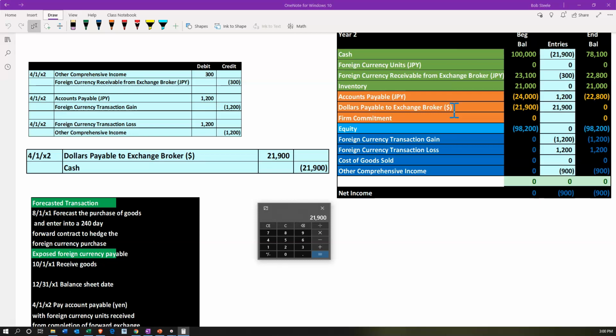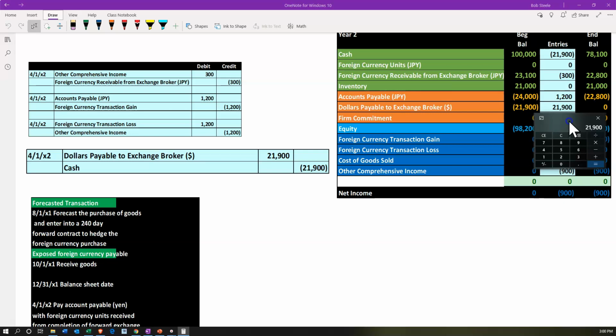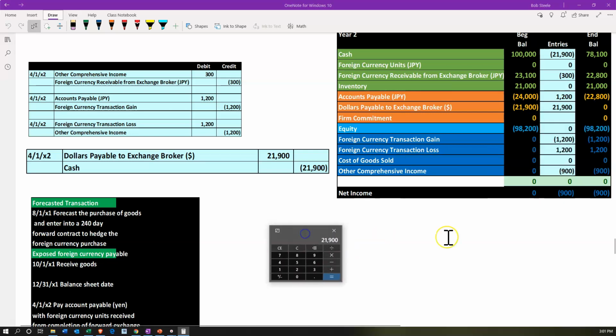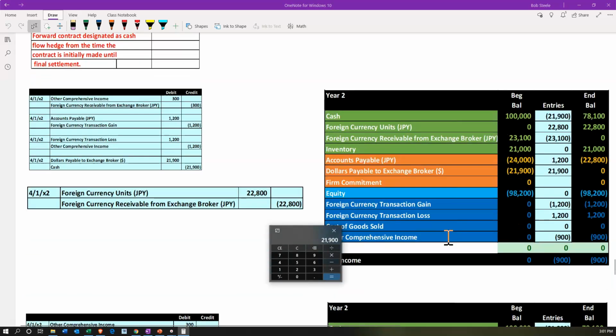Now we're going to pay it off because it's 240 days later, and that means it ended on 4/1, and that's when we said we were going to pay it. So that means the cash is going to go down, so we're going to credit the cash. The debit then goes to the dollars payable to the exchange broker, recording that out. We can see the cash going down, and the dollars payable to the exchange broker decreasing down to zero. Nothing unusual or difficult happening there because it's all in dollars.